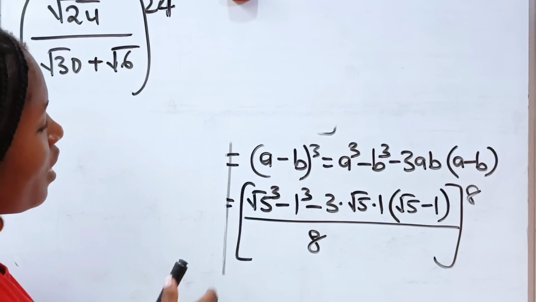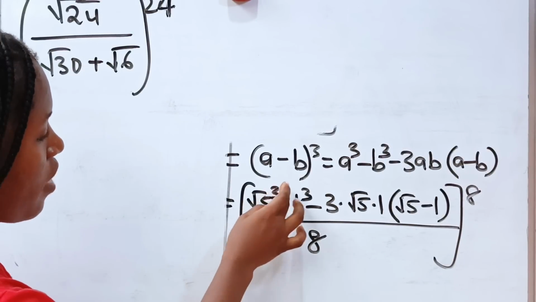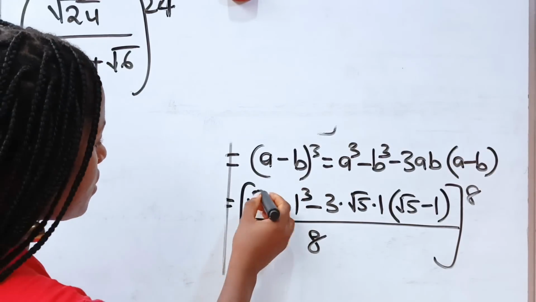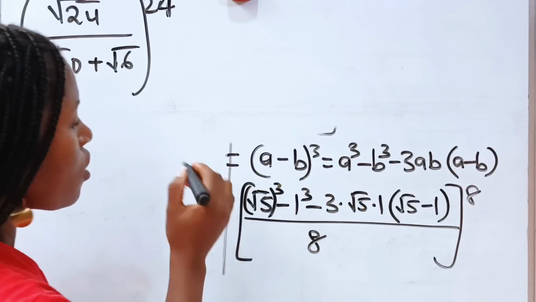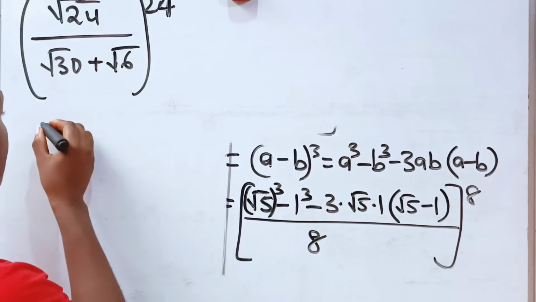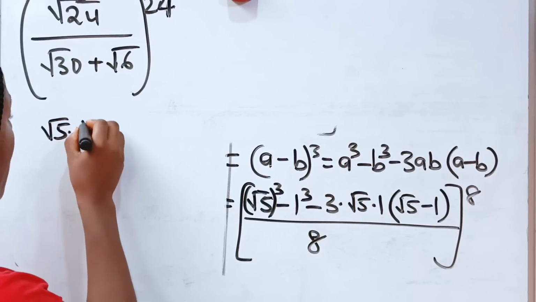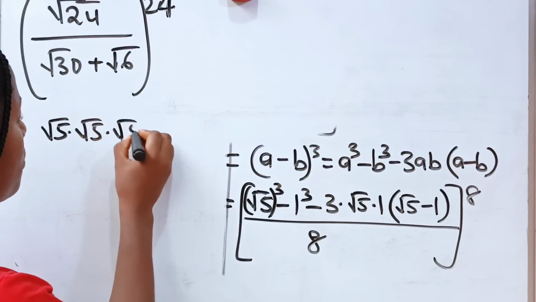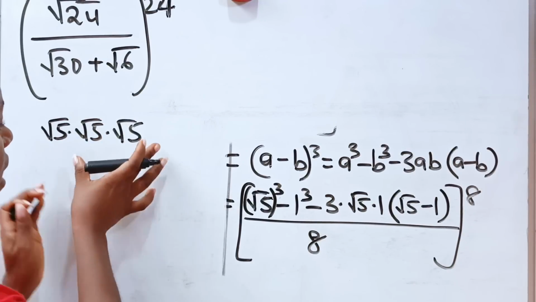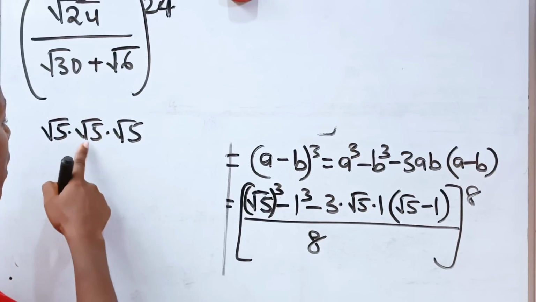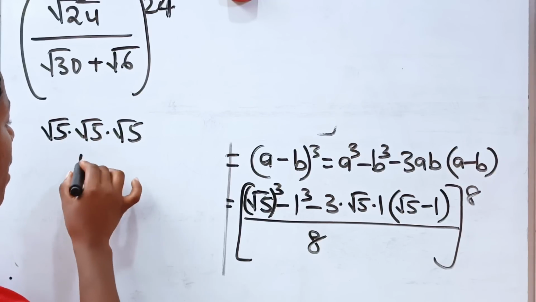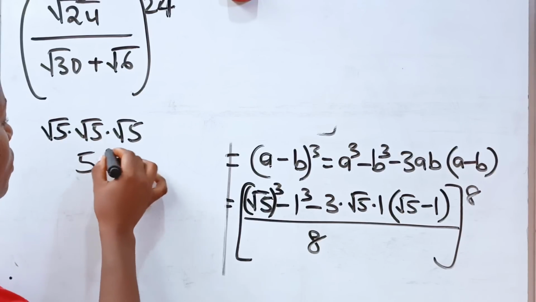Now let's continue. So we have root 5 raised to the power of 3. Let me write it this way to avoid confusion. Root 5 raised to the power of 3 is the same thing as root 5 multiplied by root 5 multiplied by root 5, right? Now let's analyze this first. So this is the same thing as root 5 times root 5, which is what? 5 multiplied by what? Root 5.